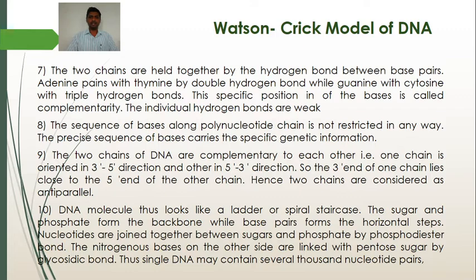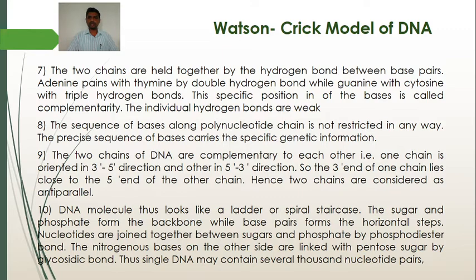Nucleotides are joined together between sugars and phosphate by phosphodiester bonds. So the individual nucleotides are joined to each other by means of a phosphodiester bond. More precisely, it is a 3',5' phosphodiester bond, where the 3' carbon of one nucleotide is joined with the 5' carbon of the adjacent nucleotide. So the bond between two adjacent nucleotides is a 3',5' phosphodiester bond.